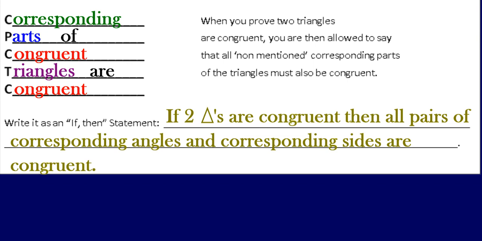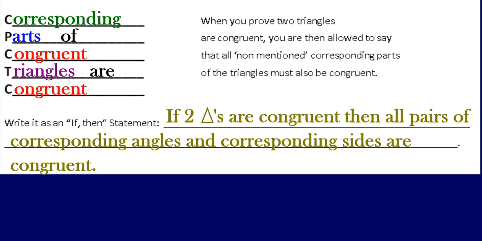It all goes back to our constructions, and if we have a rigid motion that maps one triangle on top of another triangle, all the side lengths and angle measures remain the same, so the triangles are congruent. We say congruent because we're not measuring anything.